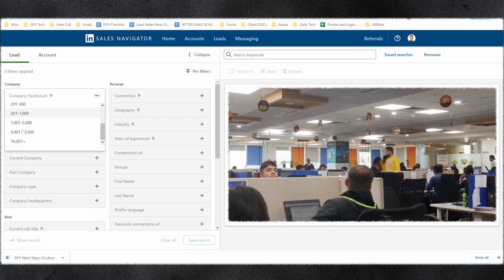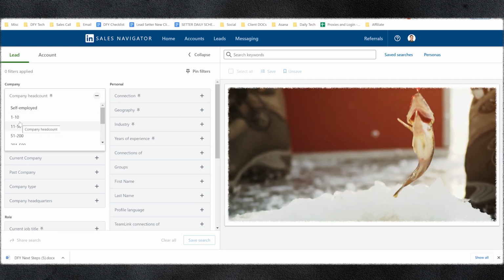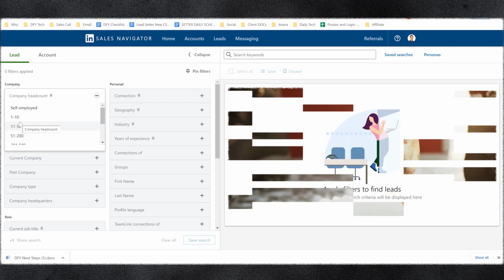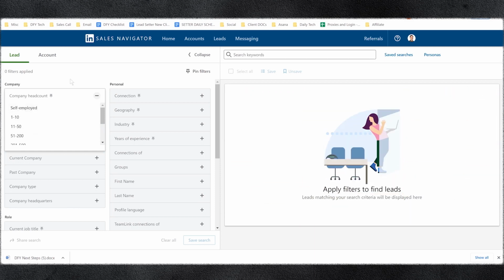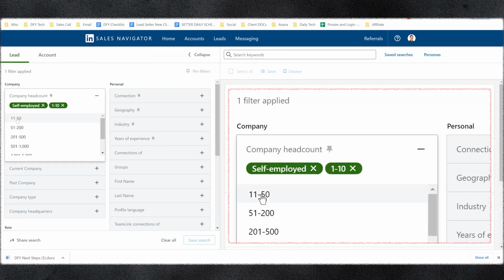I have some clients that go after the bigger players, and I have some clients that go after the smaller guys. It really depends on your offer. So you have to really think this through and understand who exactly you're going after. Me personally, I like self-employed, 1 to 10, 11 to 50 for my business. And sometimes I go 51 to 200 if I'm testing something. So for this purpose, I'm going to put self-employed 1 to 10 and then 11 to 50.